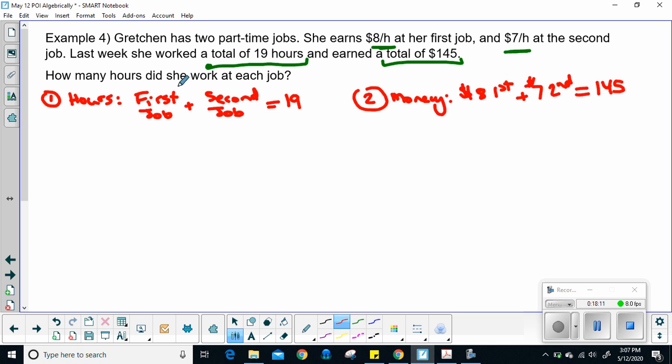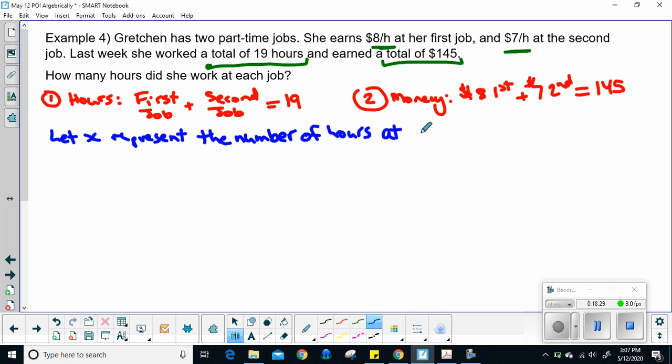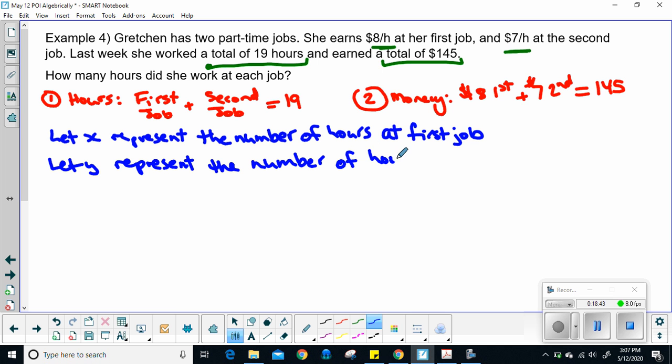So if I think of it this way, I can clearly see that I'm going to need to let X represent the number of hours at her first job. And I'm going to let Y represent the number of hours at her second job.